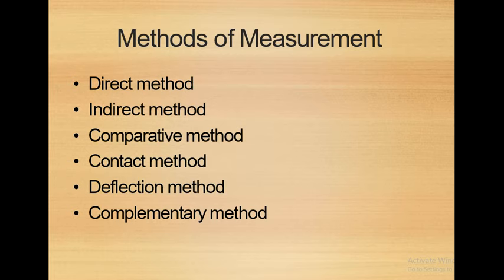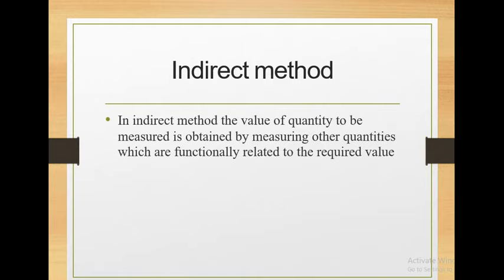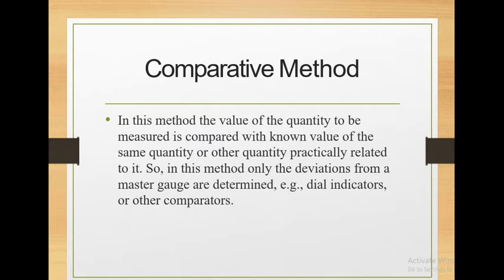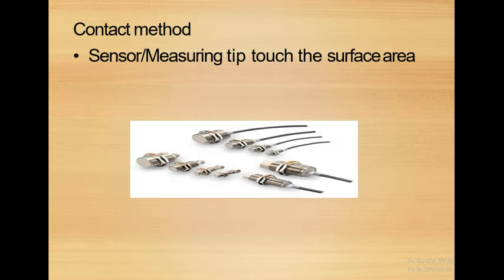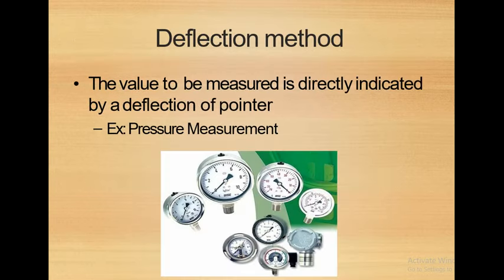After that we discussed an important point, that is the methods of measurement. What do you mean by direct method, what do you mean by indirect method, that we have seen. After that we have seen the comparative method, then contact method, complementary method. So these methods we have seen.